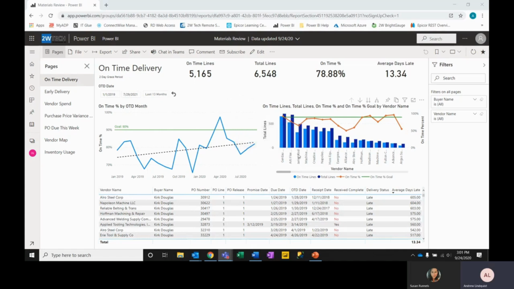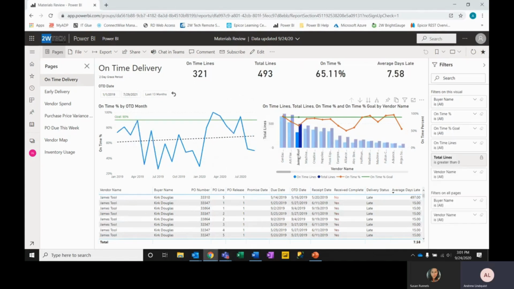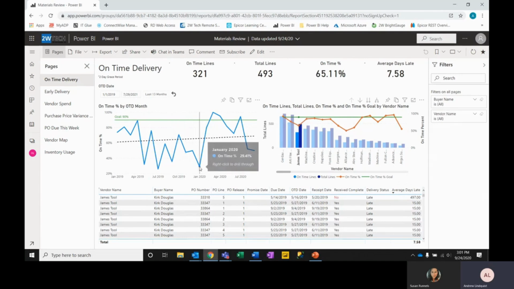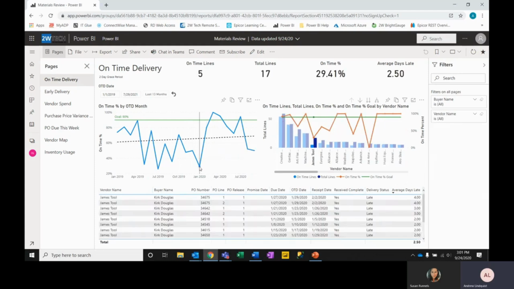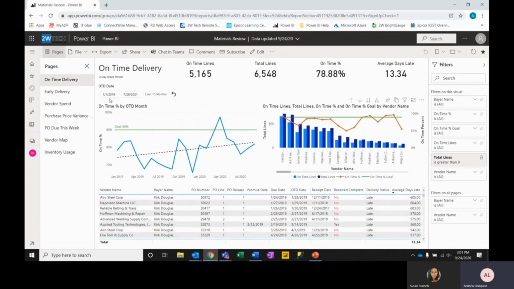I can click into this vendor and my charts will update across the board. Now I see the trend for this specific vendor, and right away what I notice is these couple months with significant dips. So if I click onto one of these particular months, I can see that in this case, 29% of deliveries were late. I then can view all the details of those late deliveries, including the actual number of days late.